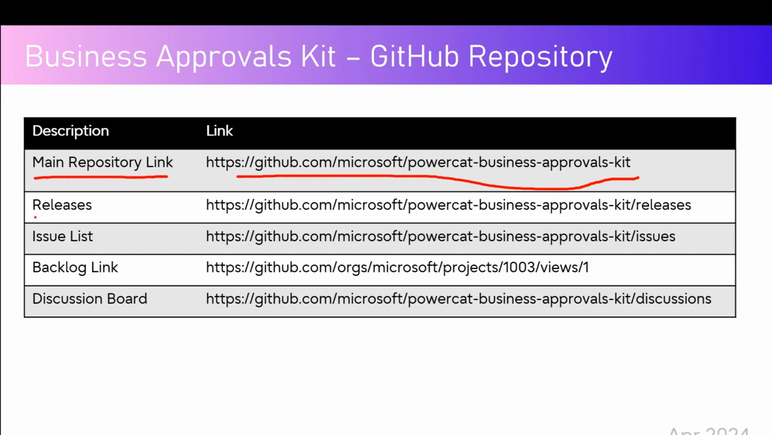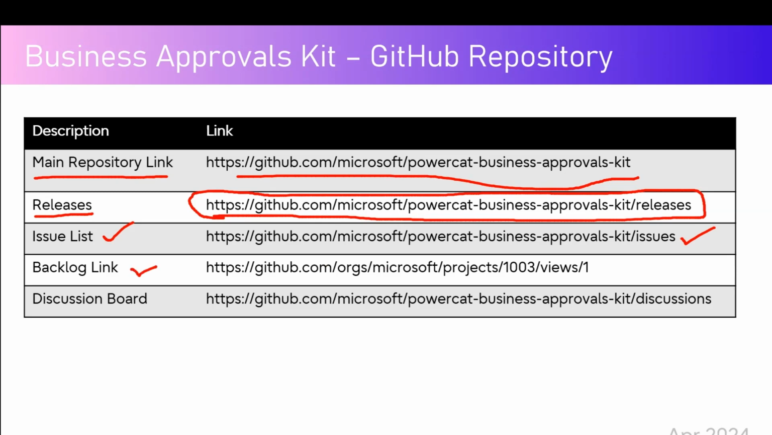Now here you can find a releases link. All the releases, all the packages which the PowerCAT team releases every month will get stored in this particular link. The issue list is one whereby you can submit an issue. If you encounter any product related issue, you can submit the issue in this particular link.